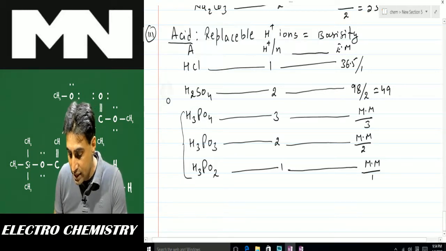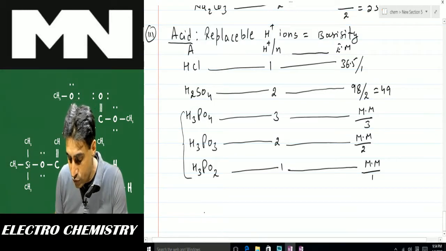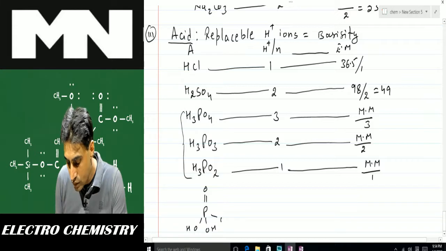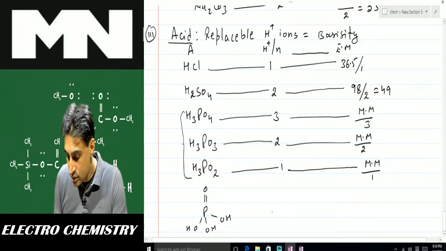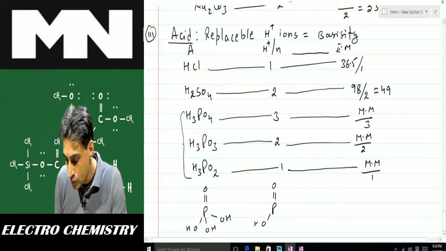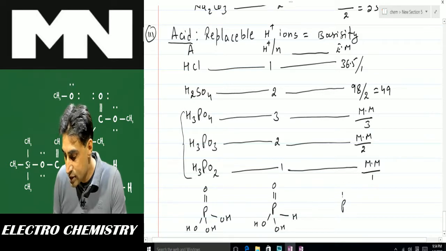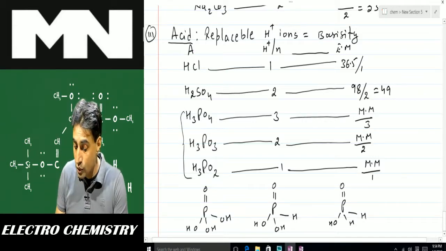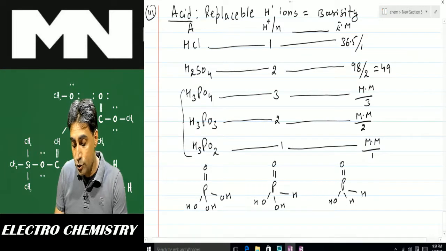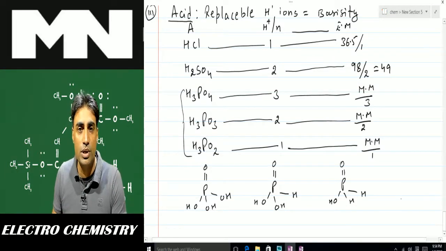Let us have a look at the structure of H3PO4. The structure of H3PO4 is like this. You have 3 OH groups. The structure of H3PO3 is like this, where you have only 2 OH groups. H3PO2 is like this. Here you have only one OH group. Well, the number of H positive ions donated is always equal to the number of OH groups.